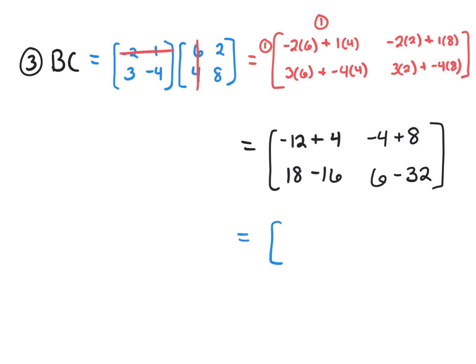What do I get for my first term? 16. Careful. That one's going to turn into a negative 8. 18 minus 16? 2. Negative 4 plus 8. Careful, one of them's negative. That's going to give us a positive 4. And then 6 minus 32, that's going to end us with a negative 26.